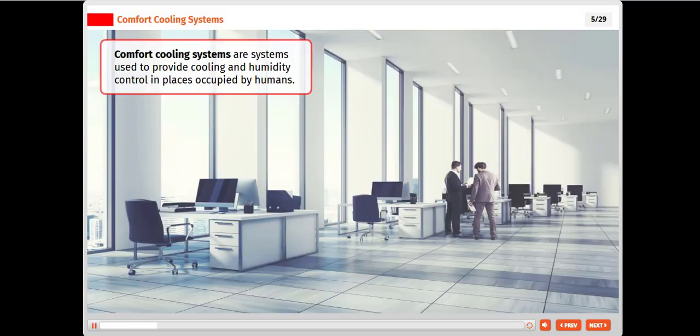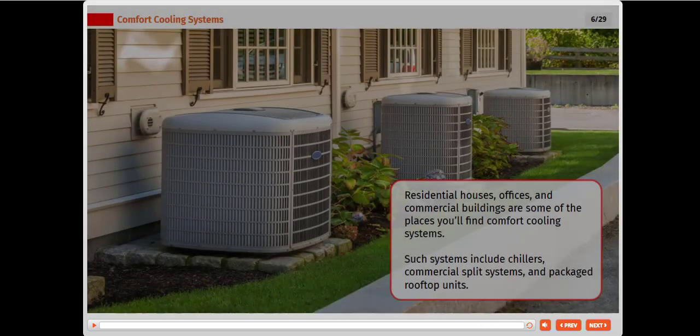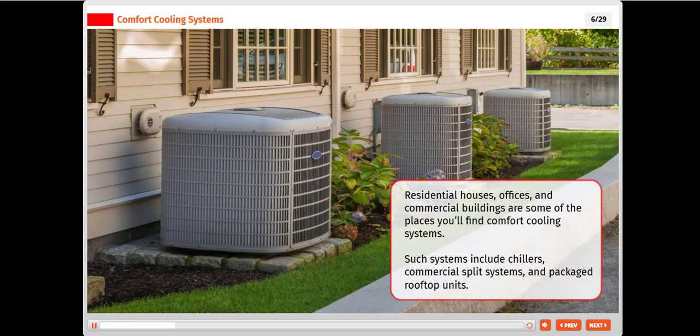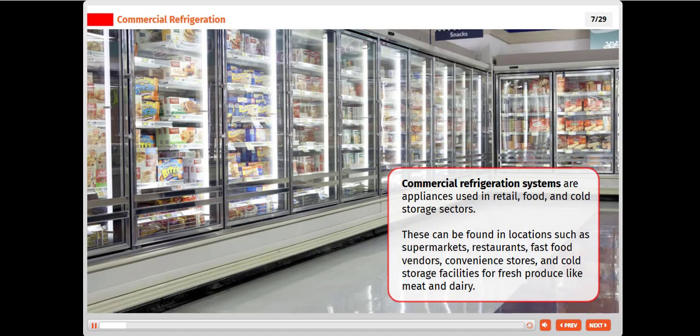Comfort cooling systems are systems used to provide cooling and humidity control in places occupied by humans. Residential houses, offices, and commercial buildings are some of the places you'll find comfort cooling systems. Such systems include chillers, commercial split systems, and packaged rooftop units. Commercial refrigeration systems are appliances used in retail, food, and cold storage sectors. These can be found in locations such as supermarkets, restaurants, fast food vendors, convenience stores, and cold storage facilities for fresh produce like meat and dairy.